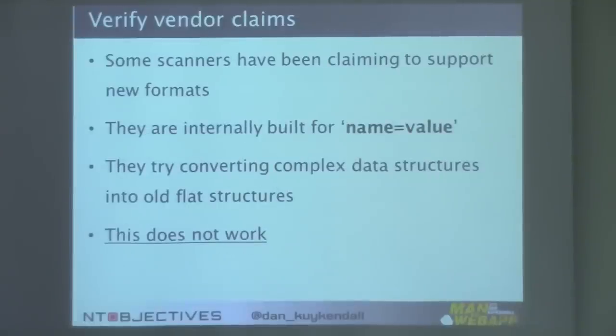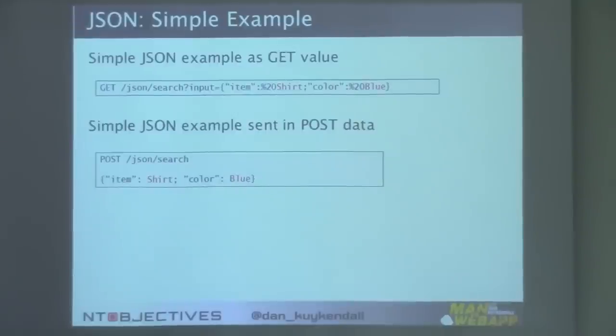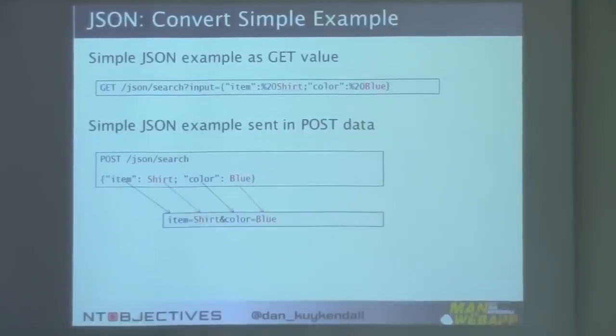Also make sure, as you're going through and testing different tools, that, I've seen plenty of scanners say they support JSON. But again, remember, most of the scanners were built a long time ago, built around name and value pairs, and they try to convert their existing code and wedge it over. What I've seen a few of them do is say, okay, we support JSON, and if you send it a very simple JSON string, they'll convert it internally to name and value pairs and then be able to attack it.